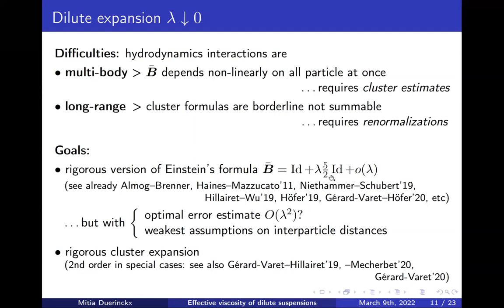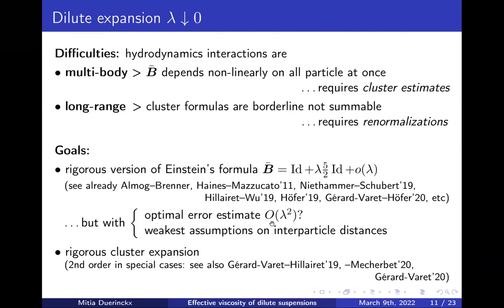So usually people make very strong assumptions about the distance between particles, like particles are very well separated, to prove Einstein's formula, which is not very relevant physically. So you would like to understand exactly what the minimal assumptions are to be sure that this kind of Einstein's formula is true, that indeed the leading order is just given by this term 5/2. And so this is really about studying the error.